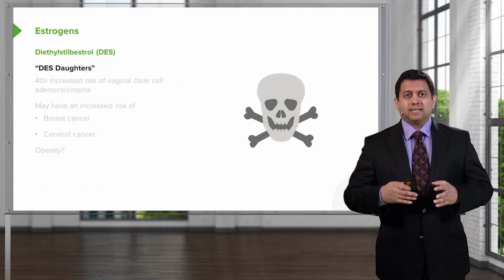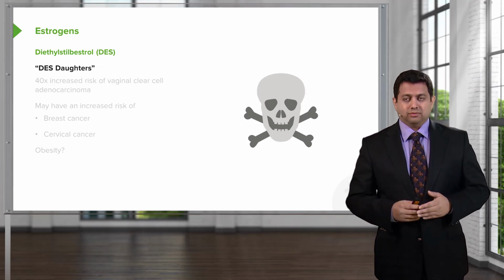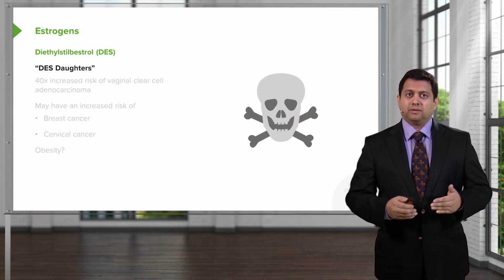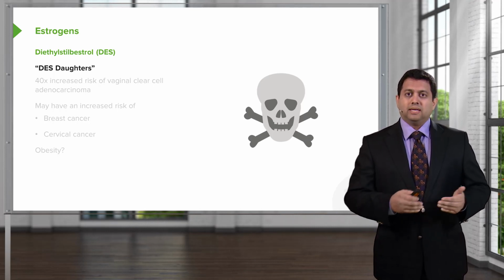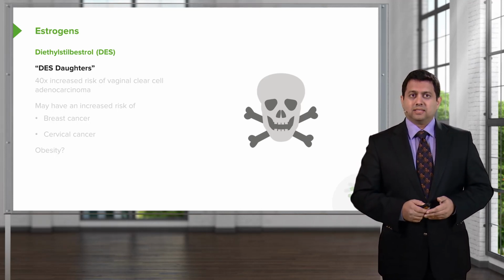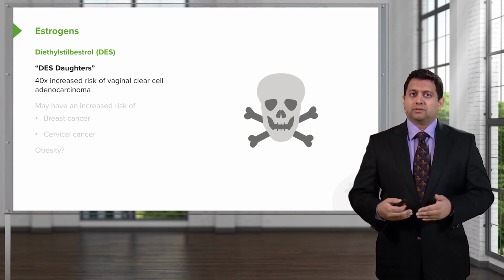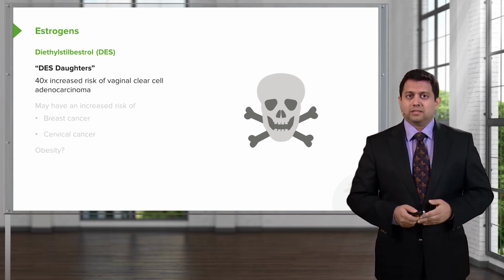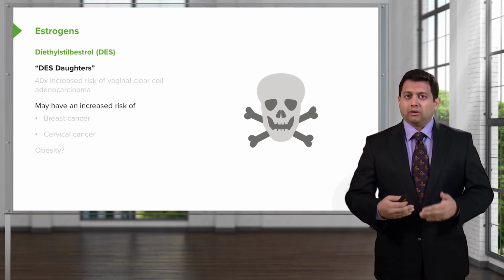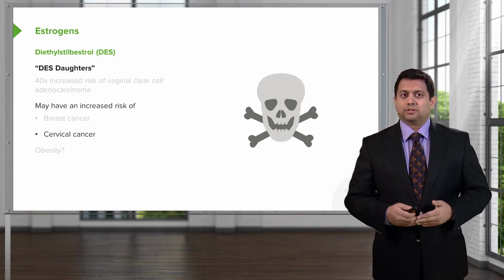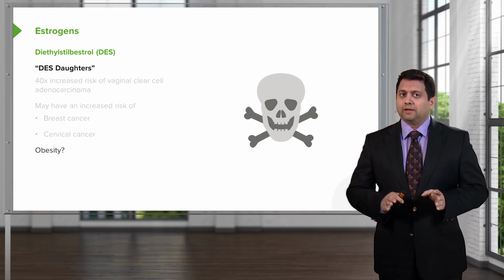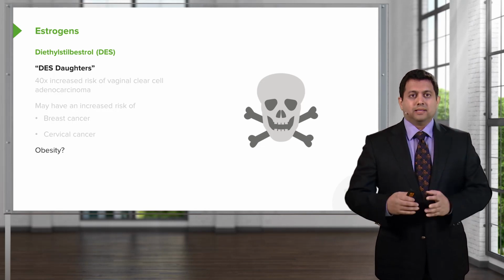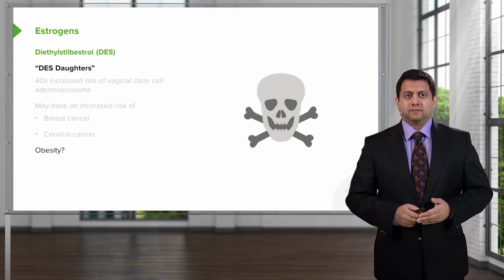Now, we are starting to enter into multi-generation issues. So we start talking about DES daughters. So these are the daughters of women who were on diethylstilbestrol in the 1970s and 1960s. There's a 40 times increased risk of vaginal clear cell adenocarcinoma in the daughters of women who had taken this medication. And we believe that there may also be an increased risk of breast cancer and cervical cancer. And we're unsure if obesity rates are higher in these women, and we're unsure if obesity plays a role in the development of these diseases.